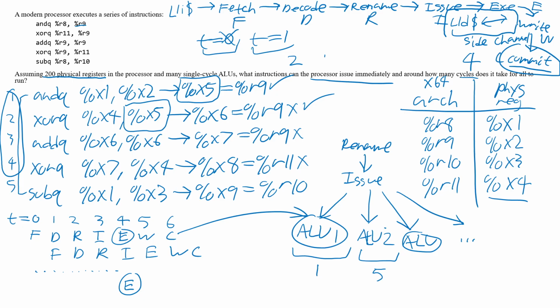The instructions 1 and 5. So the first one and the last one can be run all at once. And then how many cycles does it take? It takes 4 cycles.